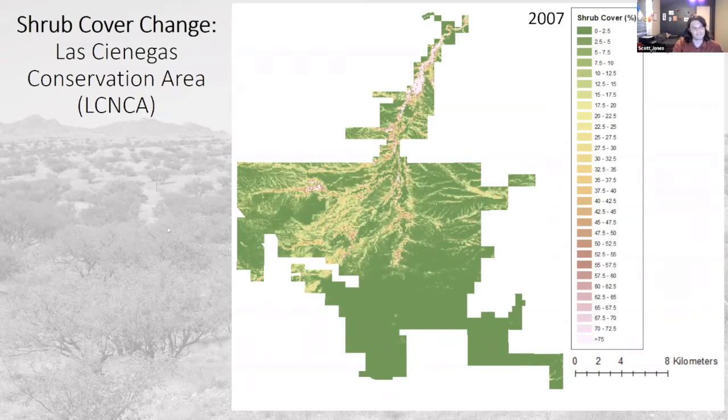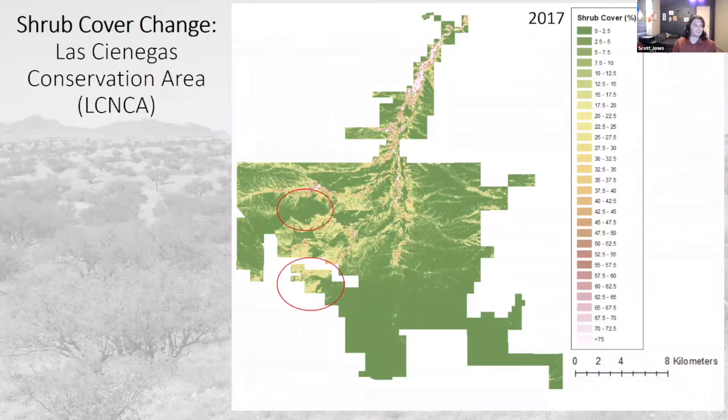Jump to 2007, and then all the way up to 2017. So again, focusing on those areas, you can see large areas of brush management that have occurred across the landscape. And then also, you've seen areas that have just completely been converted into almost closed canopy shrublands.